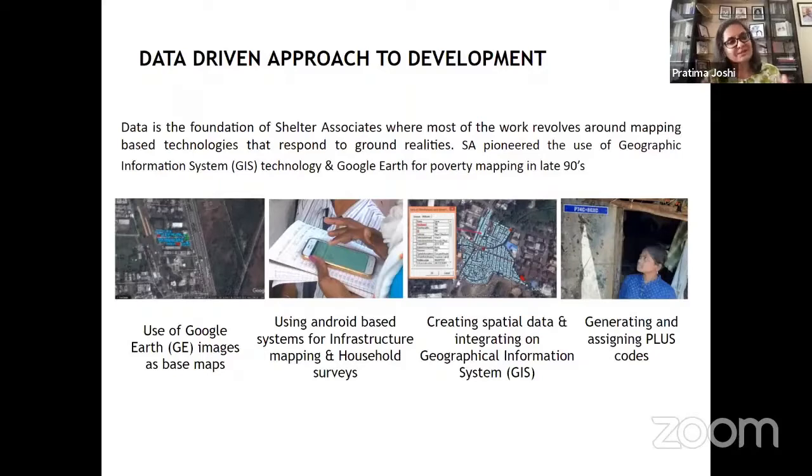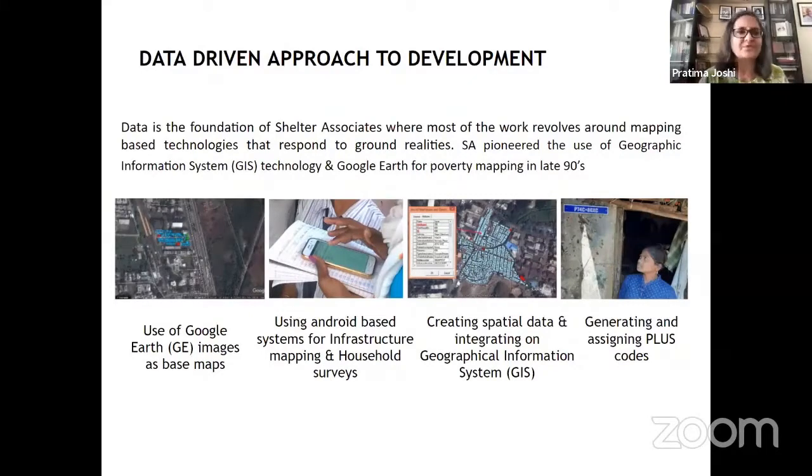Over the two decades, as technology changed, we also adapted ourselves to the change in technology. From paper-based surveys, now we're using Android-based apps for capturing data. And we are using even open source tools like QGIS for the GIS technology. We've integrated all this data on QGIS, and spatially we start looking at what the missing pieces are.